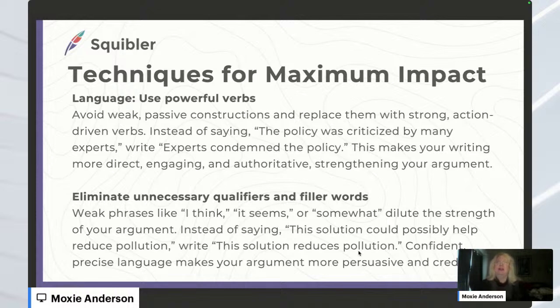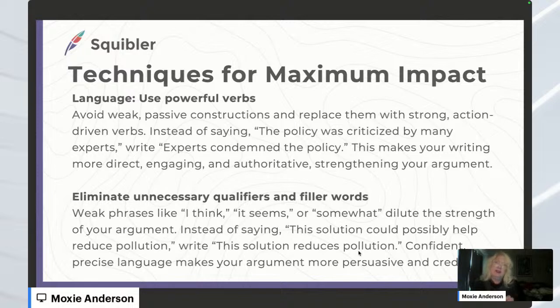Some more techniques for maximum impact in persuasive writing is to be aware of the language you're using. Use powerful verbs. Avoid weak passive constructions and replace them with strong action-driven verbs. So instead of saying something like, the policy was criticized by many experts, use experts condemn the policy. This makes your writing more direct, engaging, authoritative, and strengthens your argument.